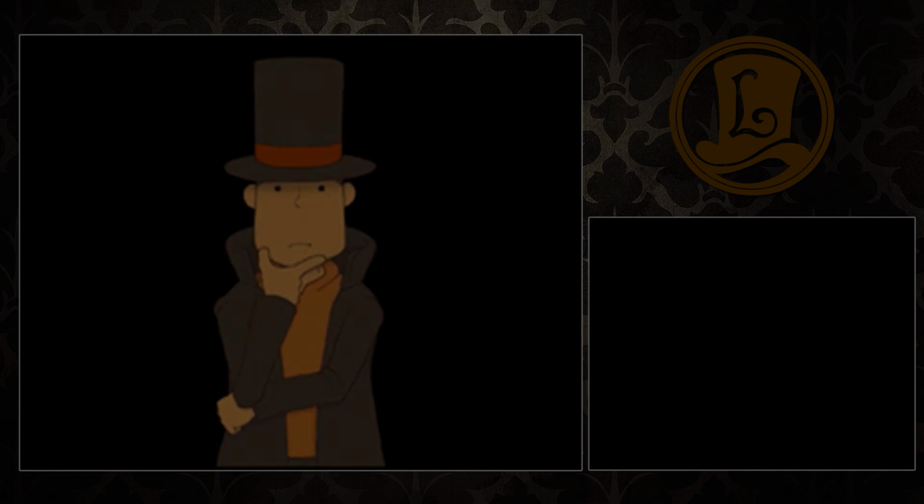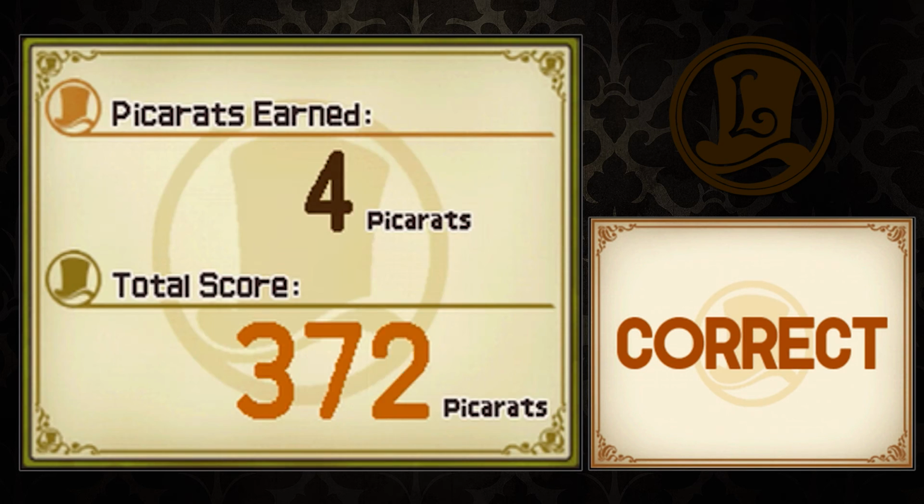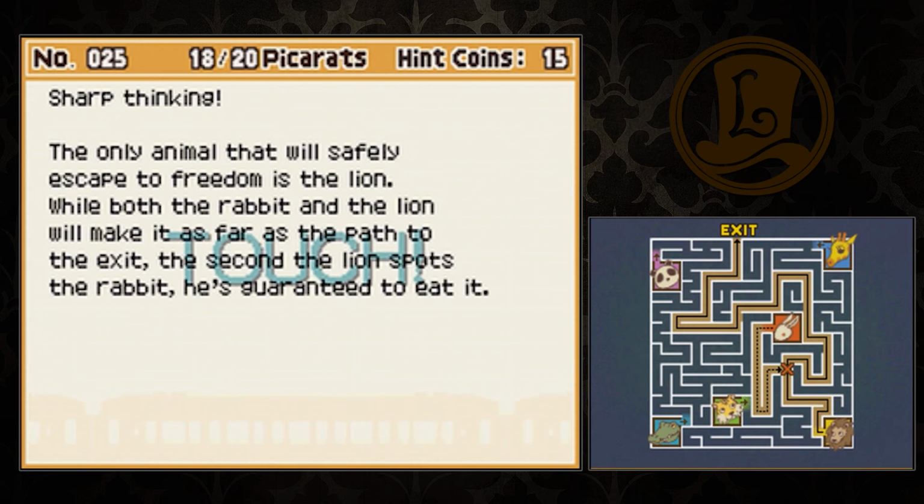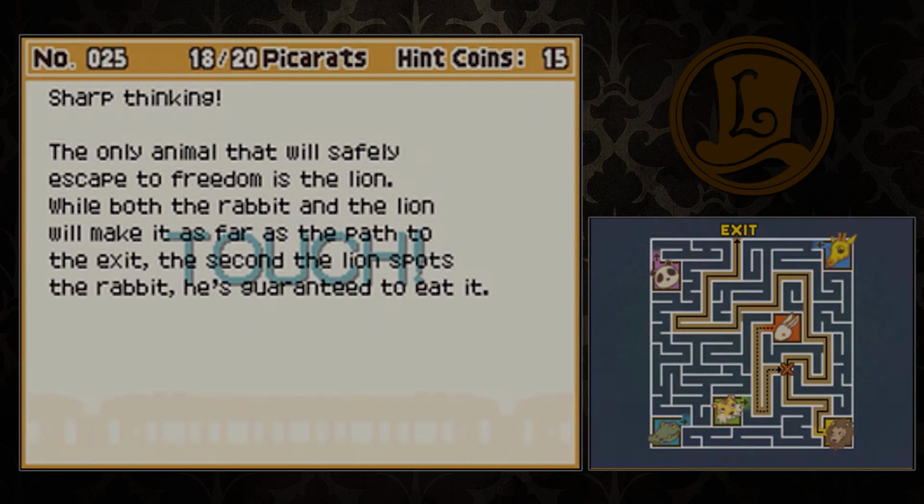And now to test my theory. Oh my god. And there we have it. Watch, it's gonna be the explanation. While both the rabbit and the lion will make it as far as the path to the exit, the second the lion spots the rabbit, he's guaranteed to eat it. Unbelievable.